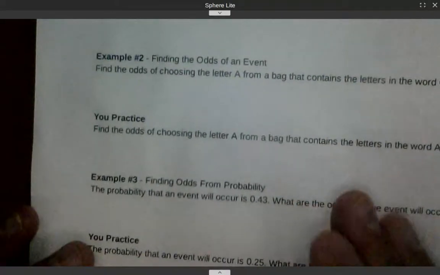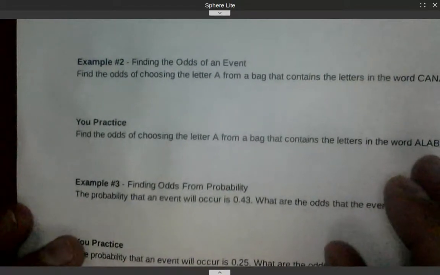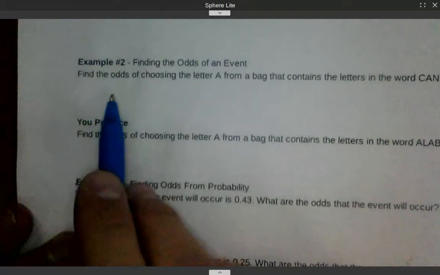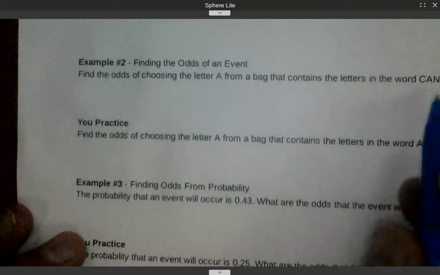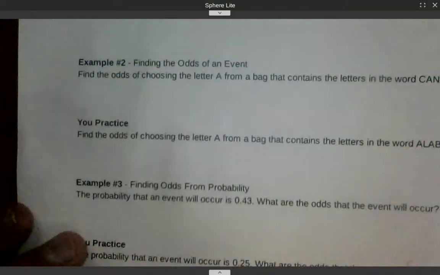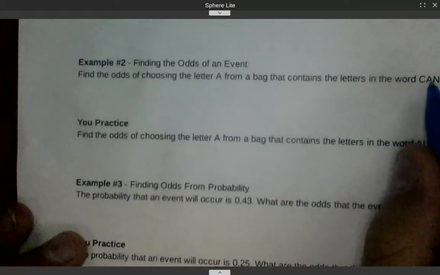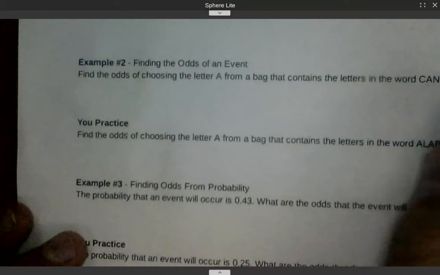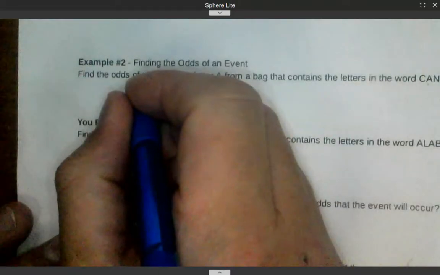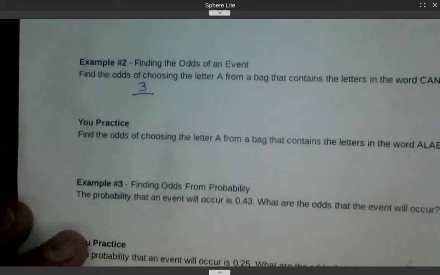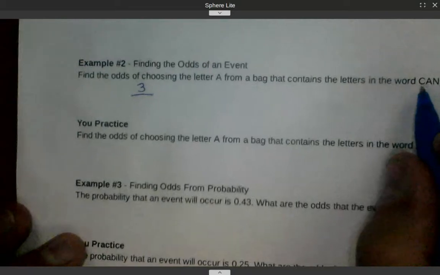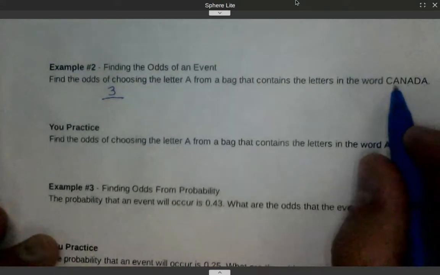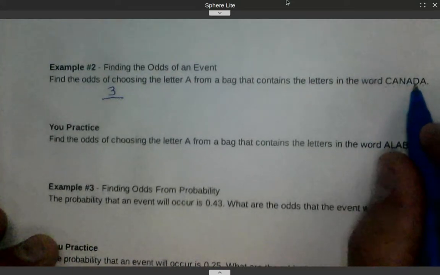All right, in example 2, what we're doing is we're finding the odds of an event. So we want to find the odds of choosing the letter A from a bag that contains the letters in the word Canada. So in Canada, I know that there are 1, 2, 3 A's. So those are my number of favorable outcomes. Those are the numbers that are going to go up top. The number of unfavorable outcomes is everything that is not an A. So if I count the letters that are not A's, I have 1, 2, 3.